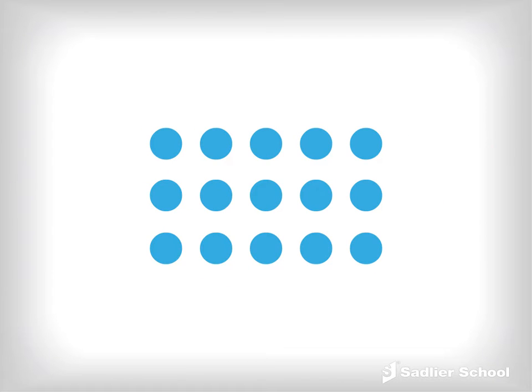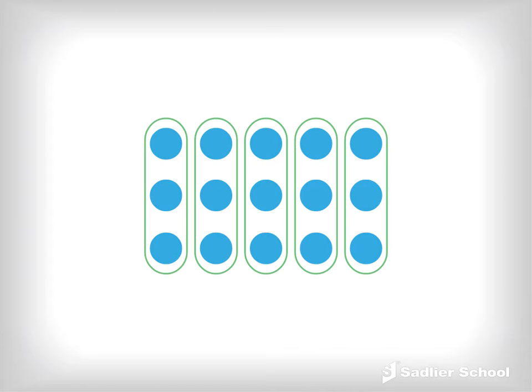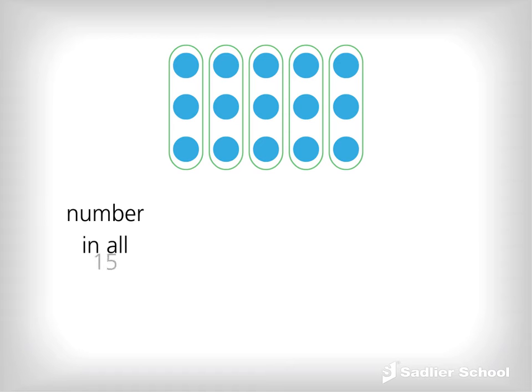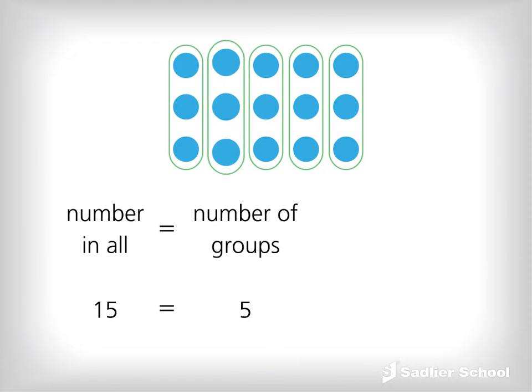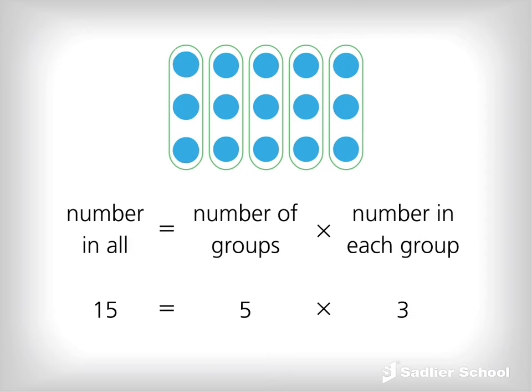Recall that an array can be used to show equal groups. You can use the array of 15 dots to show 5 groups of 3. There are 15 dots in all. There are 5 groups. There are 3 dots in each group. The multiplication equation for the array is 15 is equal to 5 times 3.